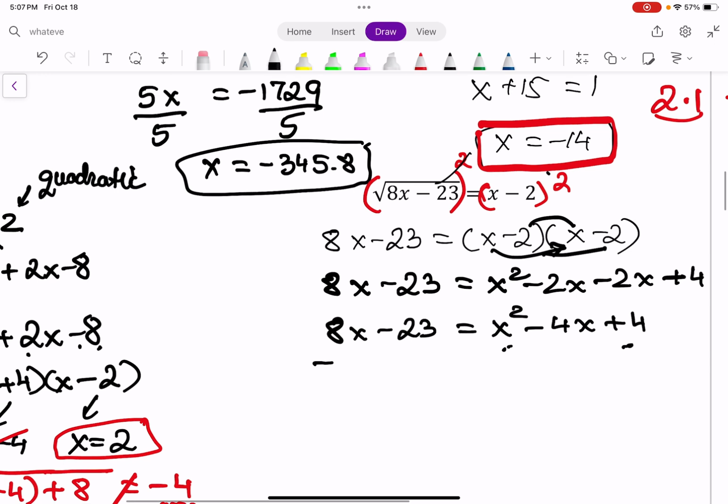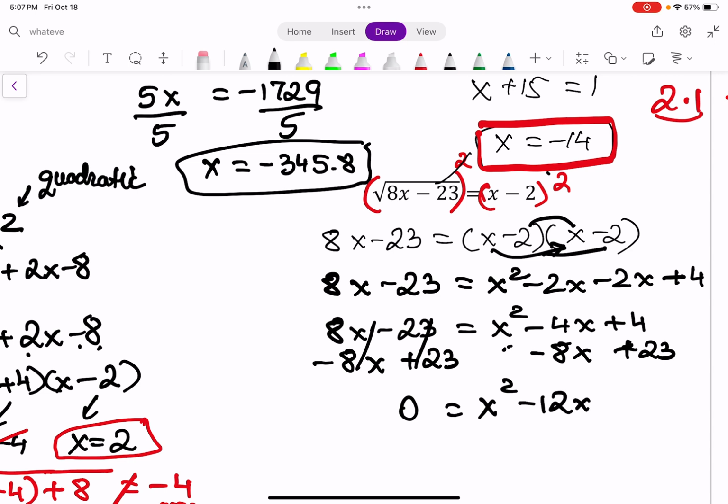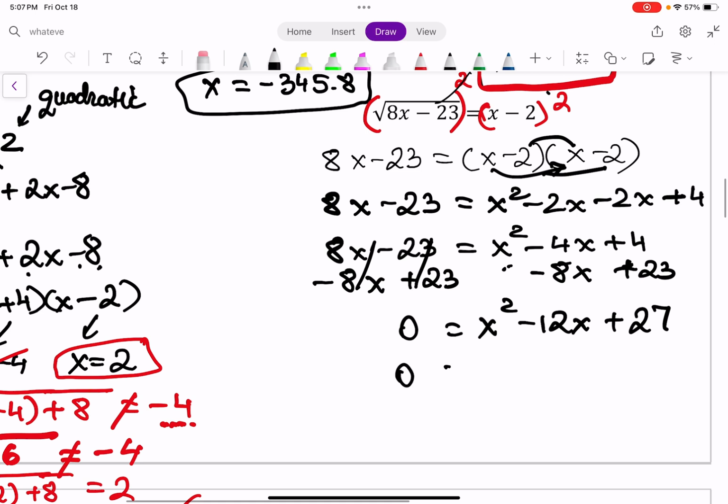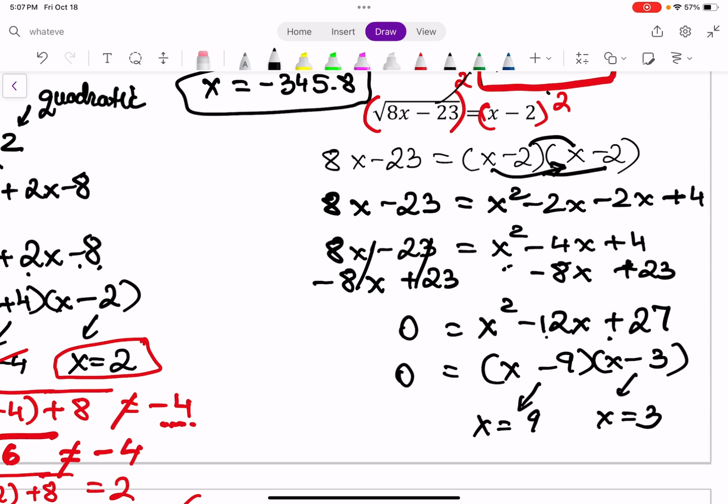So again, I end up with a quadratic equation. Therefore, I'm going to move all terms to one side. So I'll get x squared minus 12x plus 27. All right, so let's think of numbers that multiply to 27 and add up to be 12, and they're easily 9 and 3. Now, that multiplies to 27. So my two answers are going to be x equals 9 and x equals 3. You have to check absolutely both of them.